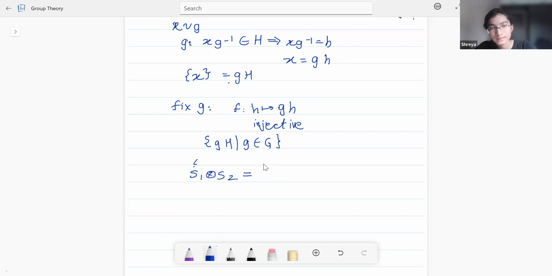S1 and S2 are both subsets of G. So ideally you would want to take the set of all s1 times s2, where s1 belongs to S1 and s2 belongs to S2. But sadly, this doesn't work out. Well, the set multiplication is well defined, but if you look at it that way, then it doesn't have inverses, I believe.